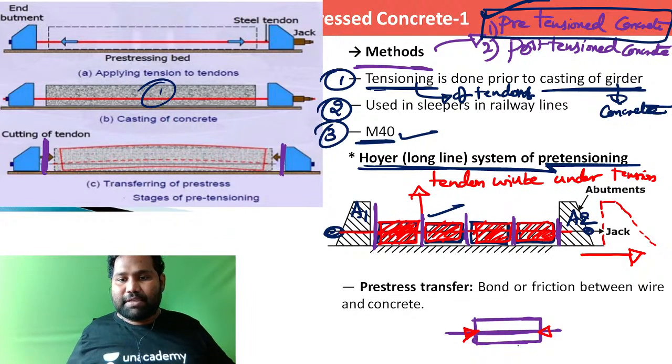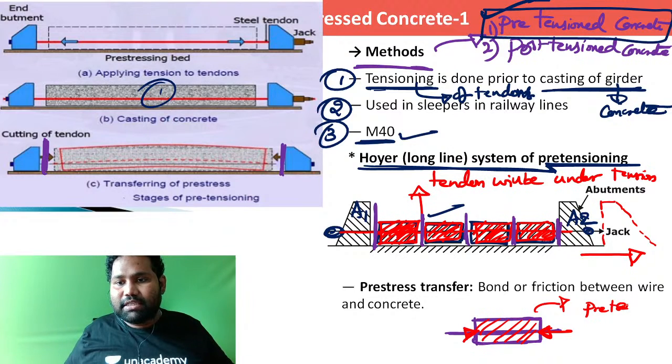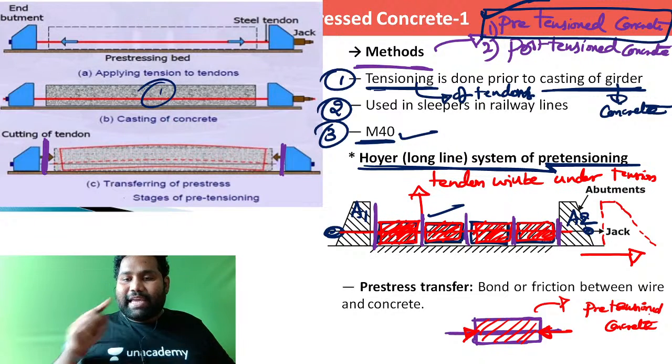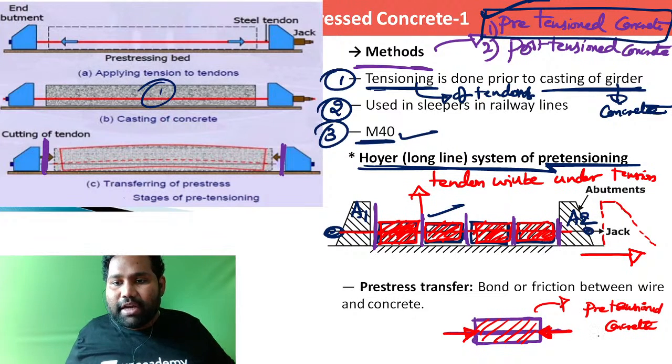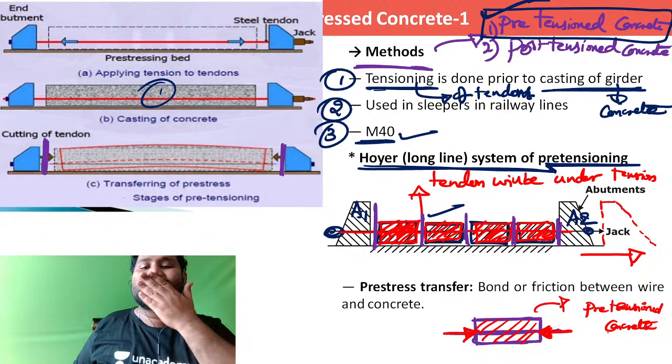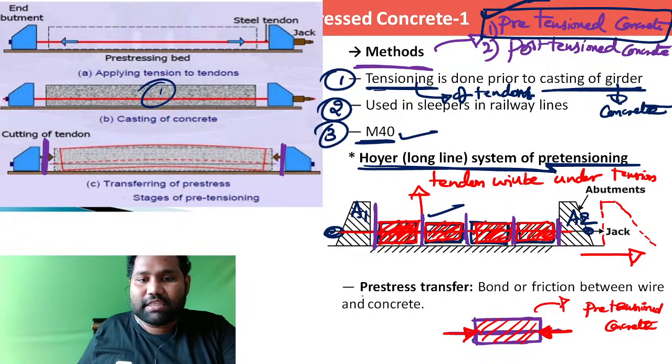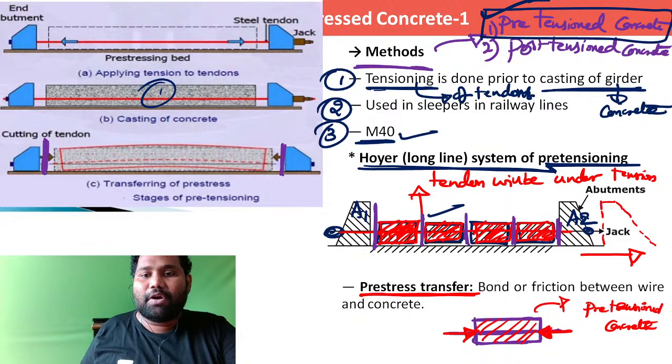It will get applied as compression force, right? When it has got applied as compression, then definitely you can see this is pre-tensioned concrete. Why can I say pre-tensioned concrete? Before the casting of concrete itself, the steel has been stressed. As the steel has already been stressed before casting of concrete, it is pre-tensioned concrete, right? So in this pre-tensioned concrete, how is the pre-stress transfer possible?